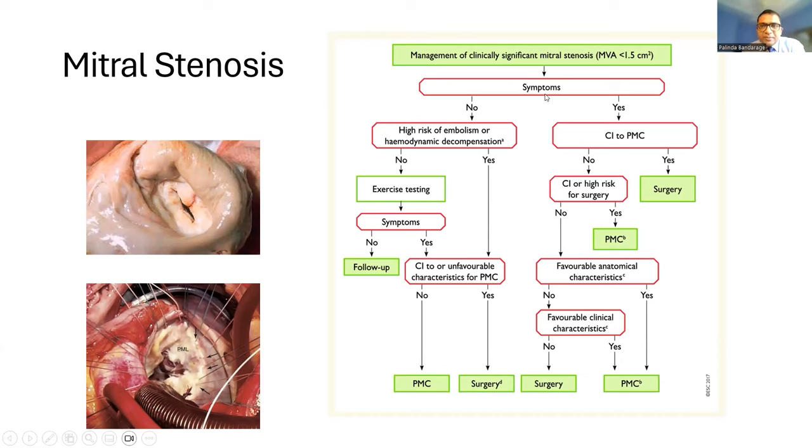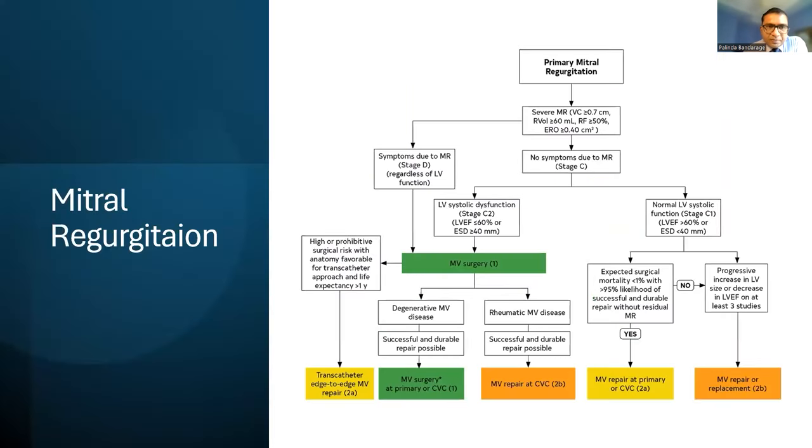The first line management is usually PTMC by the cardiologist, provided it's not contraindicated. And once that fails, with time, later on the patient will need mitral valve replacement. Regurgitation is again the same.